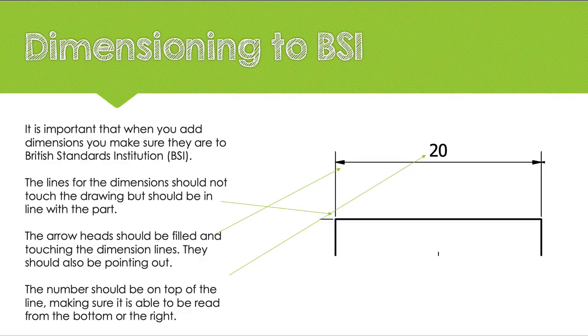This is just another example of dimensioning to BSI. So you can see that the edge of the dimension lines does not touch the part. Instead, there is a gap here, so it doesn't run all the way into the line. The arrowheads are filled and they are pointing outwards, and the number is on top of the line. Now, drawings should be able to be viewed either from the bottom of the drawing or from the right-hand side of the drawing. So you have to make sure that the actual number can be seen either from the bottom or from the right.